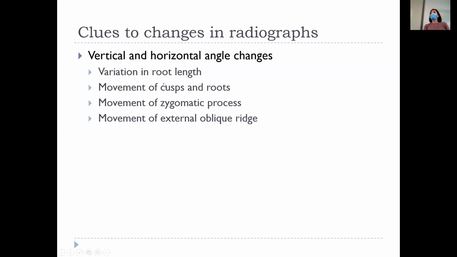So variation in root length, movement of cusps, your buccal. I think I've pointed out in lab several times the buccal cusp for you guys, just to start to recognize. The buccal cusps are always going to be closest to the edge of the film, so you can always look and identify buccal cusps. That's going to help because that's always going to be there. The zygomatic process is always a buccal structure, and your external oblique ridge is always a buccal structure.